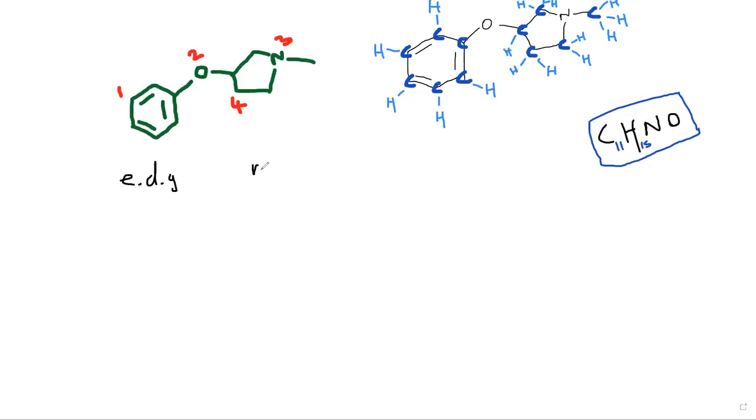Right, the molecular geometry. Okay, let's start with atom 1. Atom 1 is over here. This is 1. This is 2. This is 3, and this is 4.